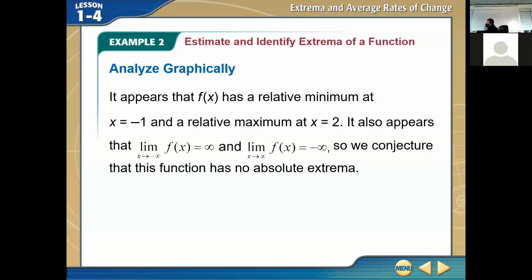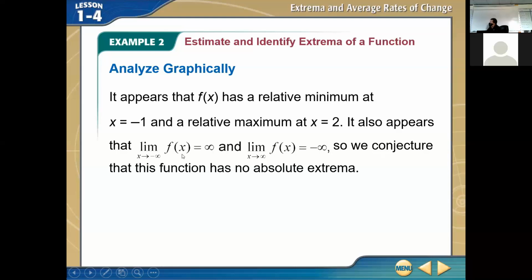So it appears that f of x has a relative minimum at -1 and a relative maximum at x equals 2. It also appears that the limit as x approaches negative infinity, f of x is equal to positive infinity. So that's talking about the left end behavior. As x goes to negative infinity, f of x goes to positive infinity. And the limit as x goes to positive infinity, f of x goes to negative infinity.